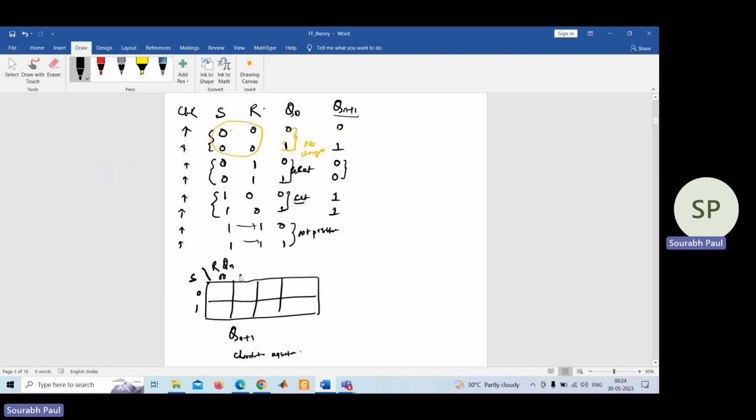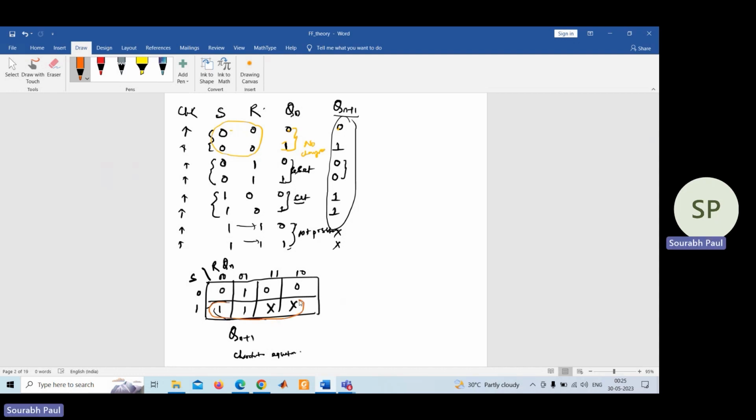0, 1, 0, 0, 0, 1, 1, 1, 1, 0. Now put the values of these things in the K-map. So this 0, this 1, this 0, 0, then 1, 1. Then these things are not given. So you can consider them as don't care, because these two things are not given, we can consider them as don't care. So what you can do, you can make this particular group, or let me use a different color.